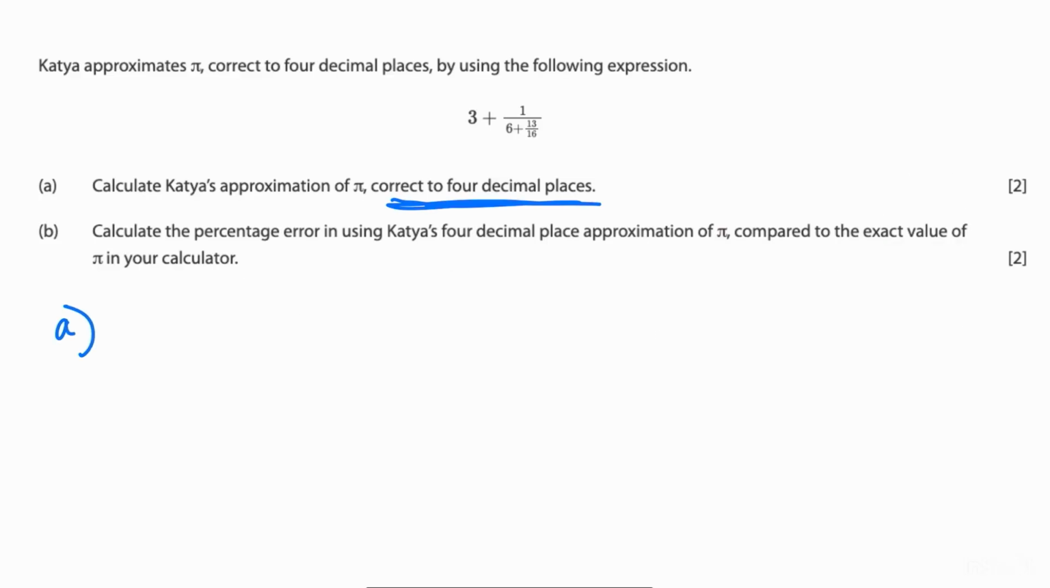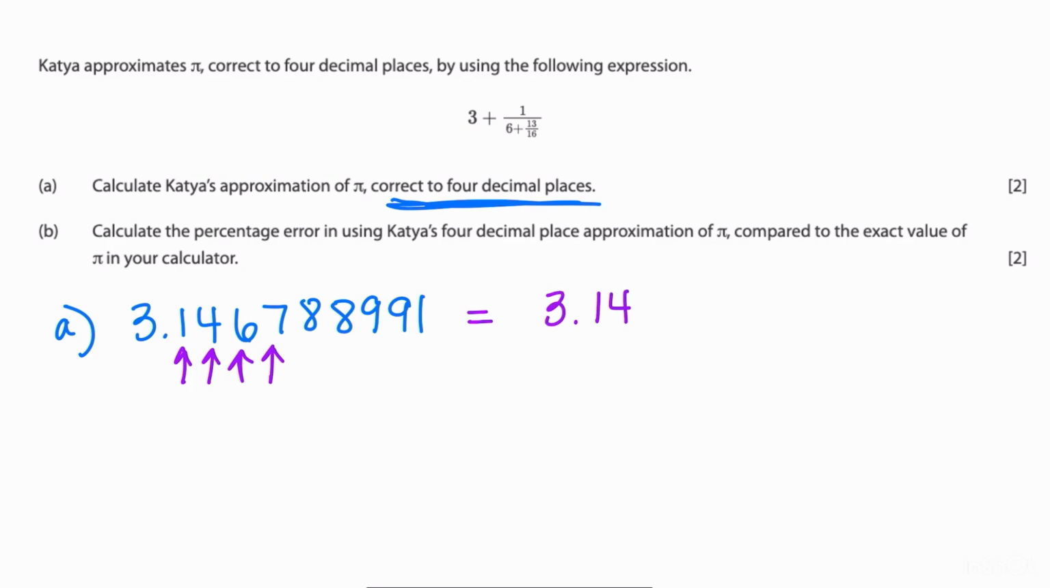When you write down your answer, I highly recommend that you write the entire thing down, because this is kind of like showing your work, and then you're going to keep the 4 decimal places. So here, this is going to be 3.1468 as a final answer, because next to the 7 is the 8, which is 5 or higher.